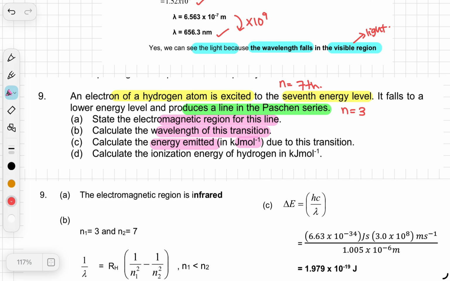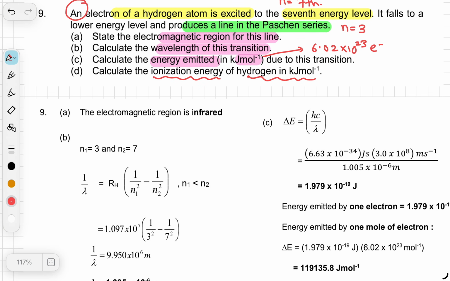Meaning, can you see the question is only referring to one electron? So now, when the question is asking you to calculate for kilojoule per mole, that means they want to know what is the energy for 6.02 times 10 to the power of 23 electrons making this transition. And finally, calculate the ionization energy for hydrogen in kilojoule per mole. So let's go one by one.